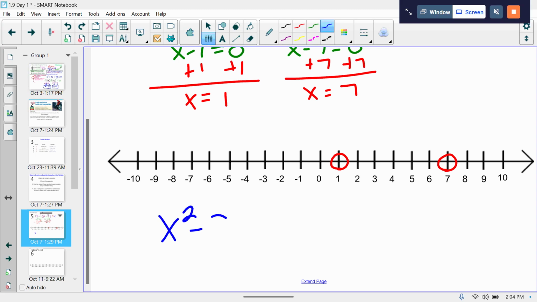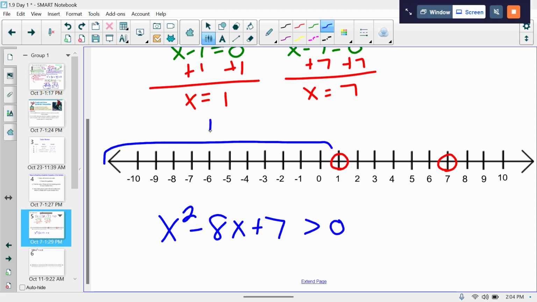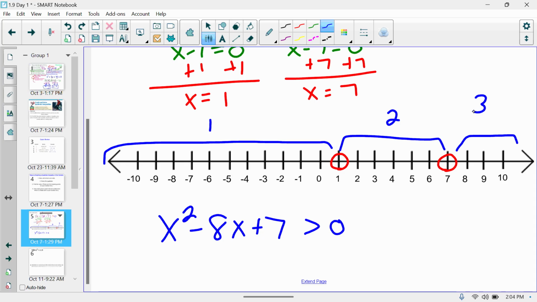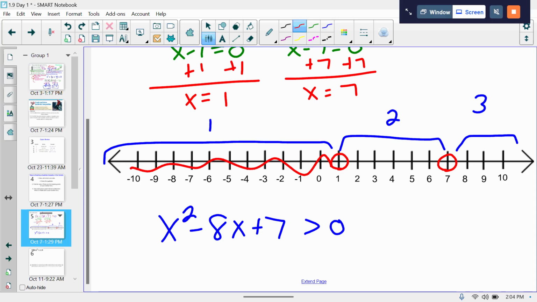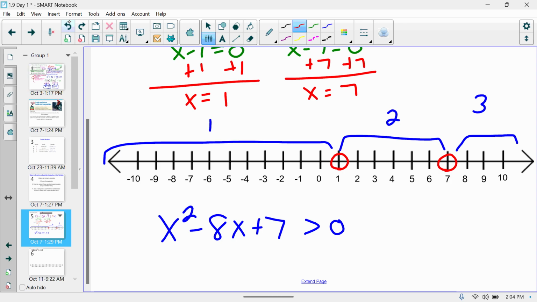But here's the thing. Do you see how on the number line there's sort of 3 regions? I'm going to call this region 1, this region 2, and this region 3, okay? So it's possible that some of the numbers in this region might be solutions, like the things less than 1, okay? So we're going to pick a number less than 1. Like, we're picking a number from region 1. It doesn't matter which number we pick as long as it's less than 1.